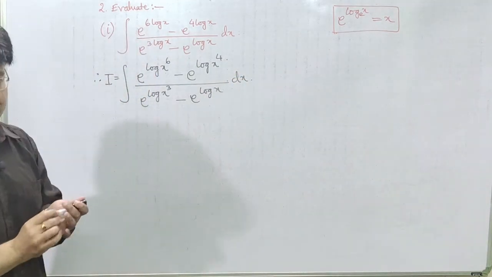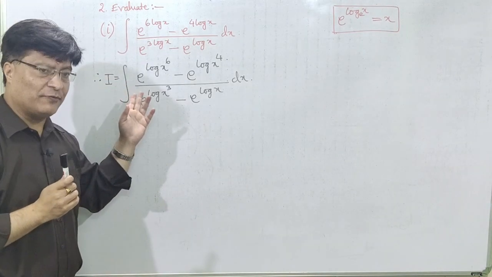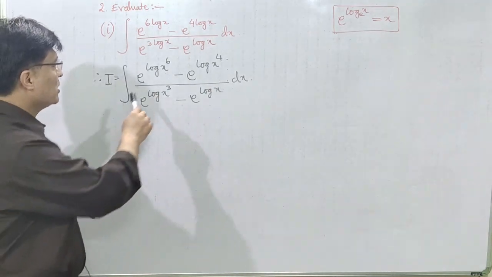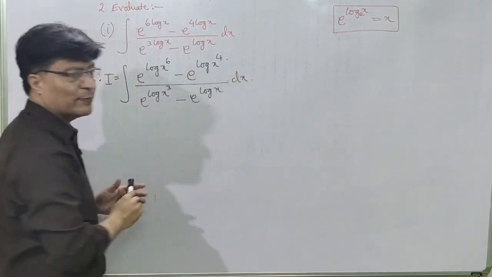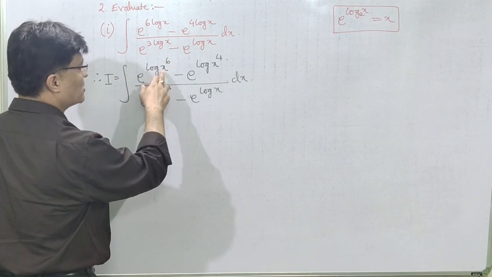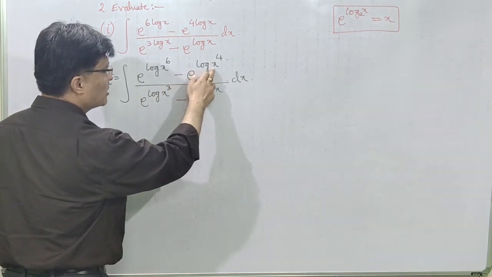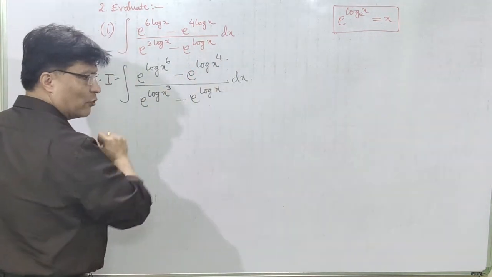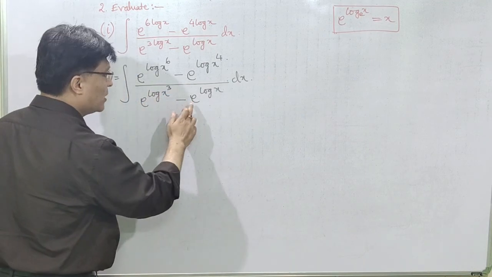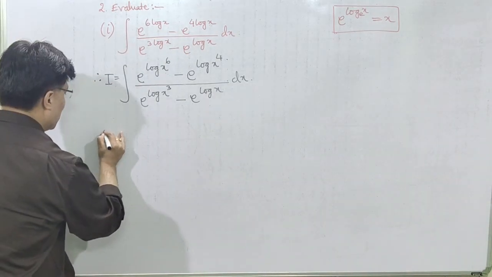If there is no base for log, it is understood that the base is always e. So this is just like the formula e to the power log x base e is equal to x. What is e to the power log x to the power 6? It is x to the power 6. Similarly, e to the power log x to the power 4 is x to the power 4, and e to the power log x cube is x cube. What is e to the power log x? That is x.